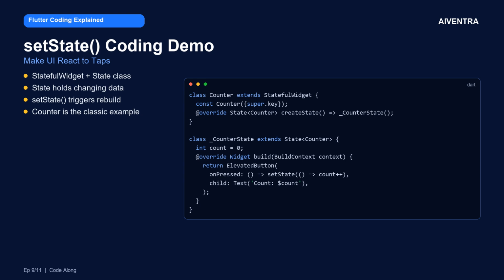If you write count++ without setState, the variable changes, but the screen does not update. This is the number one beginner bug. Always wrap state changes in setState.